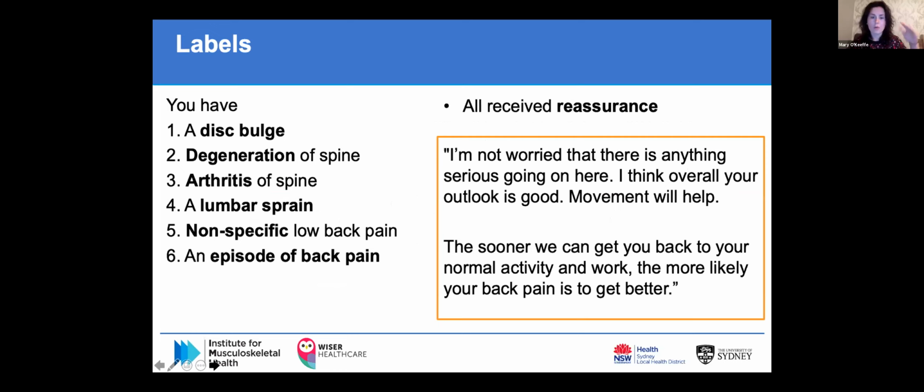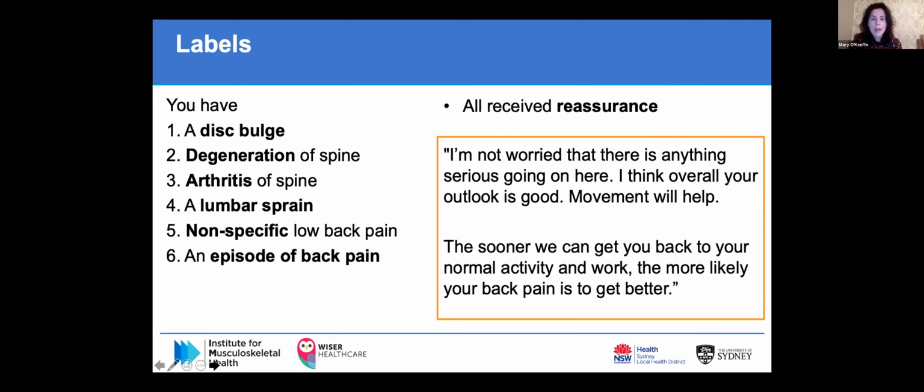The labels we wanted to test were a disc bulge, degeneration of the spine, arthritis of spine, and a lumbar sprain. We used those first four because they're very commonly used in clinical practice, they're very common imaging findings, and they come up in the literature for pain.